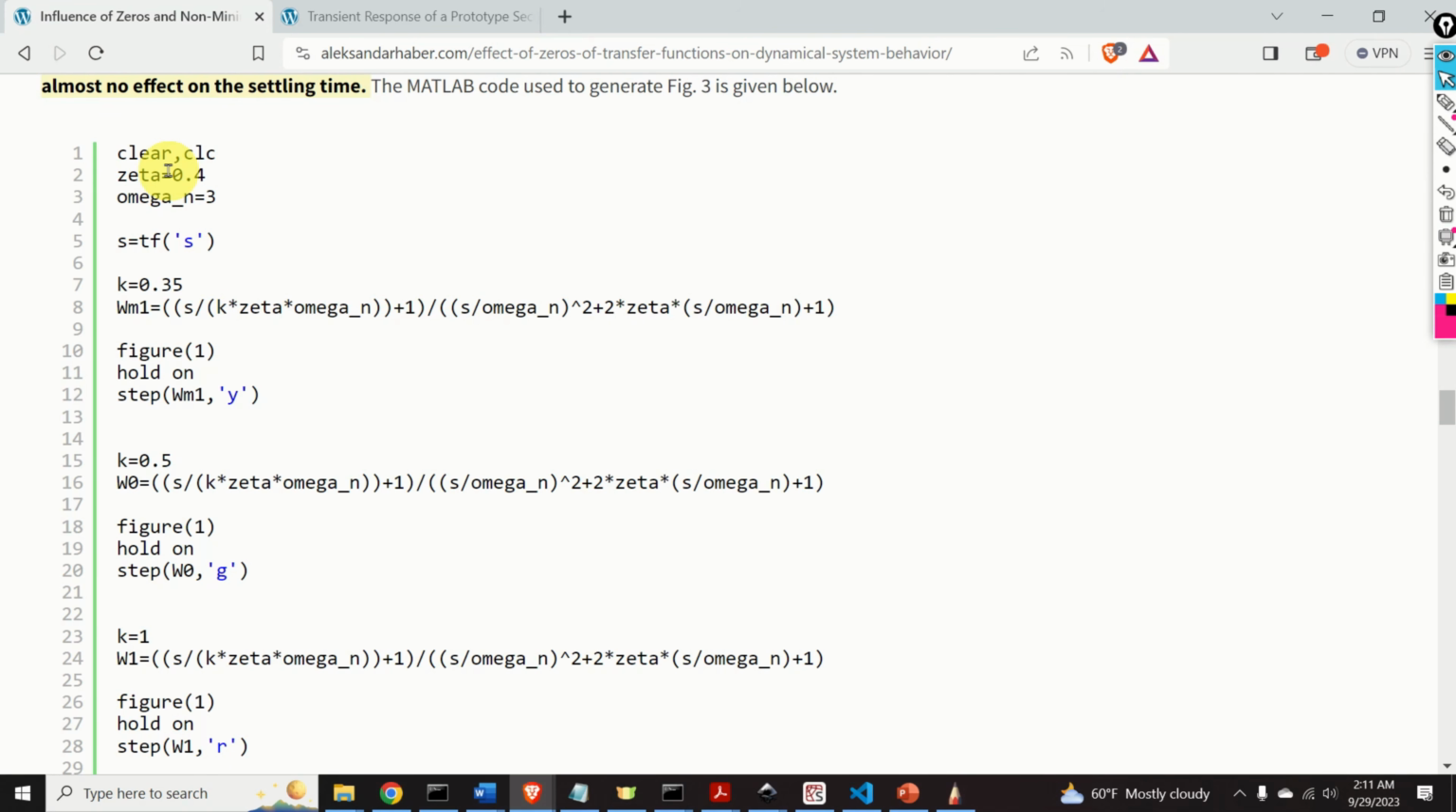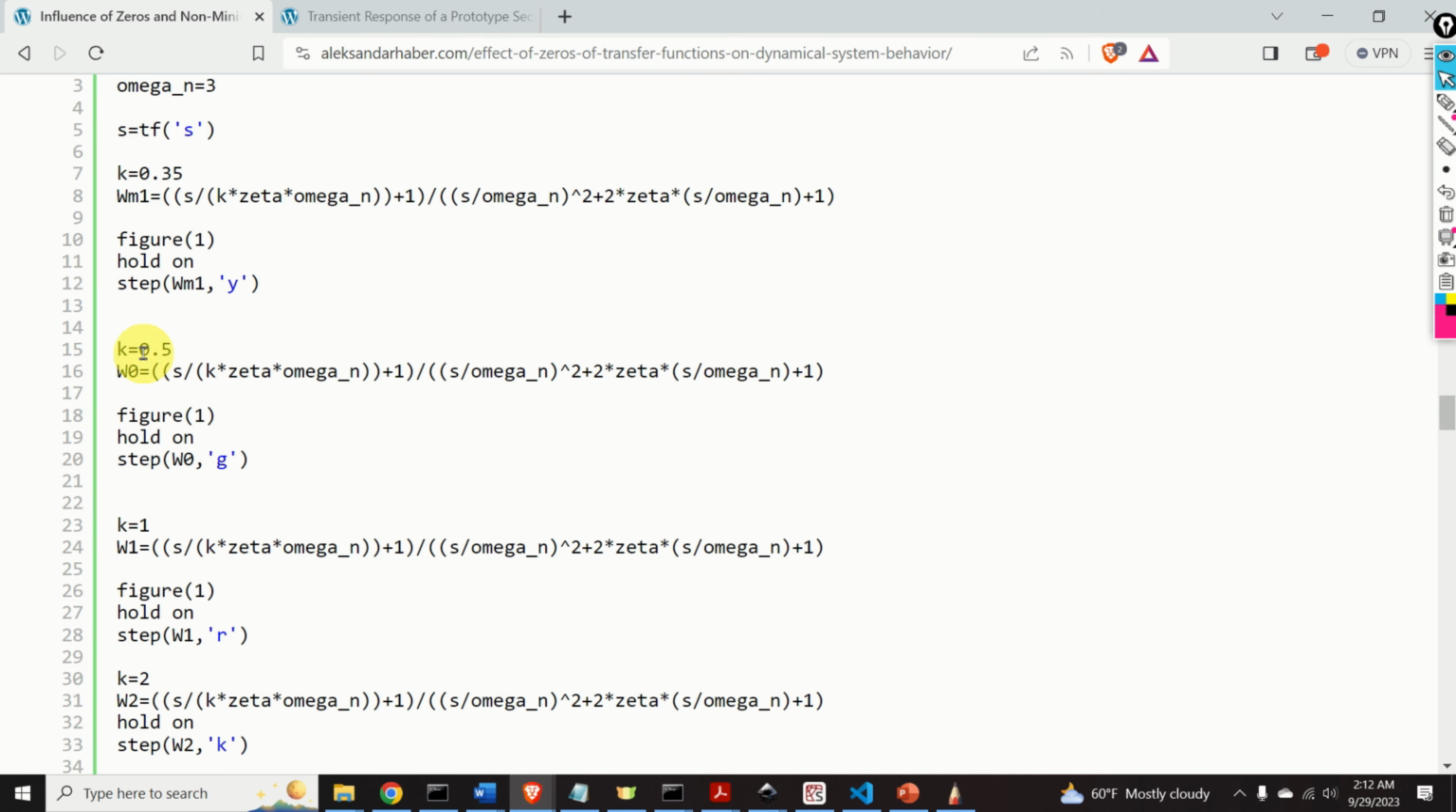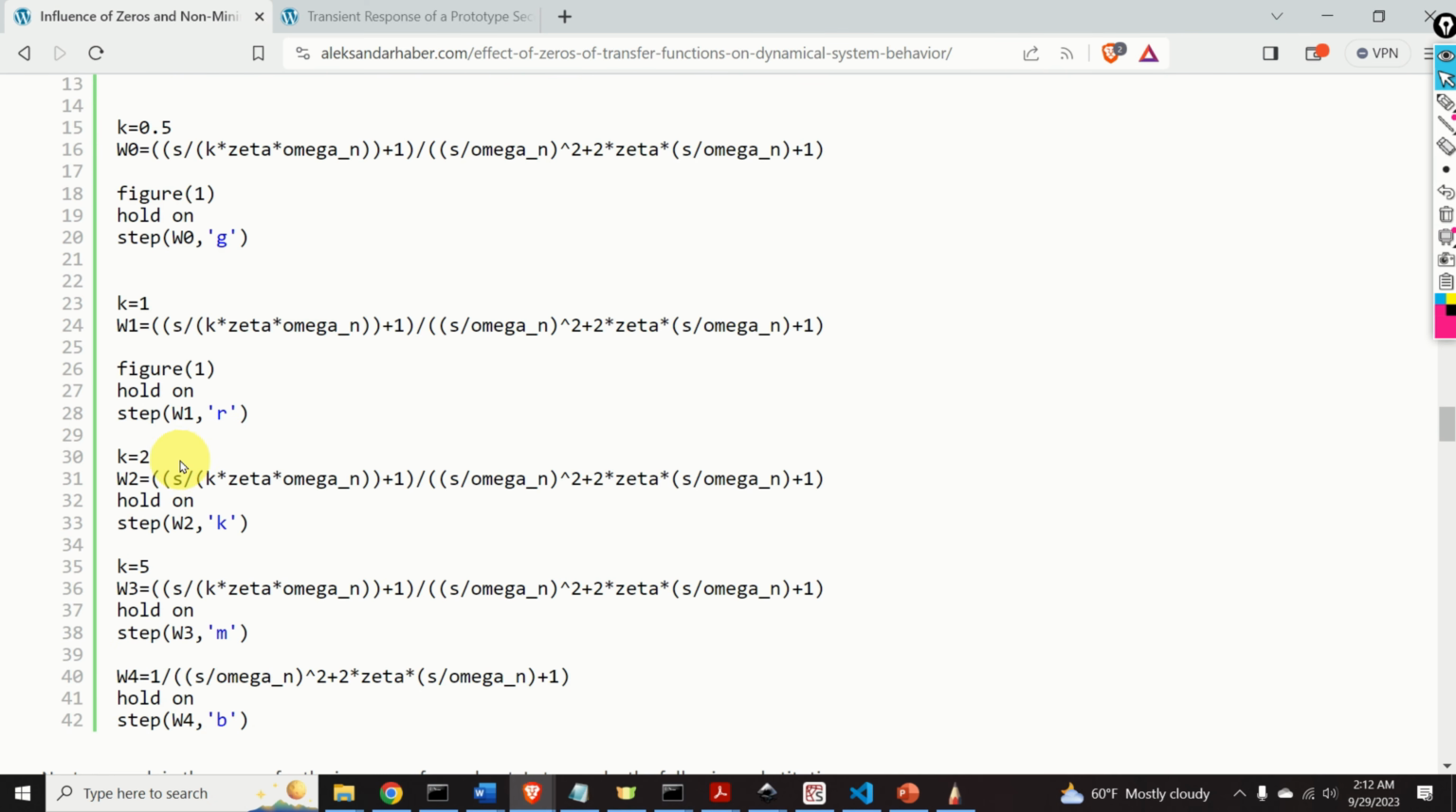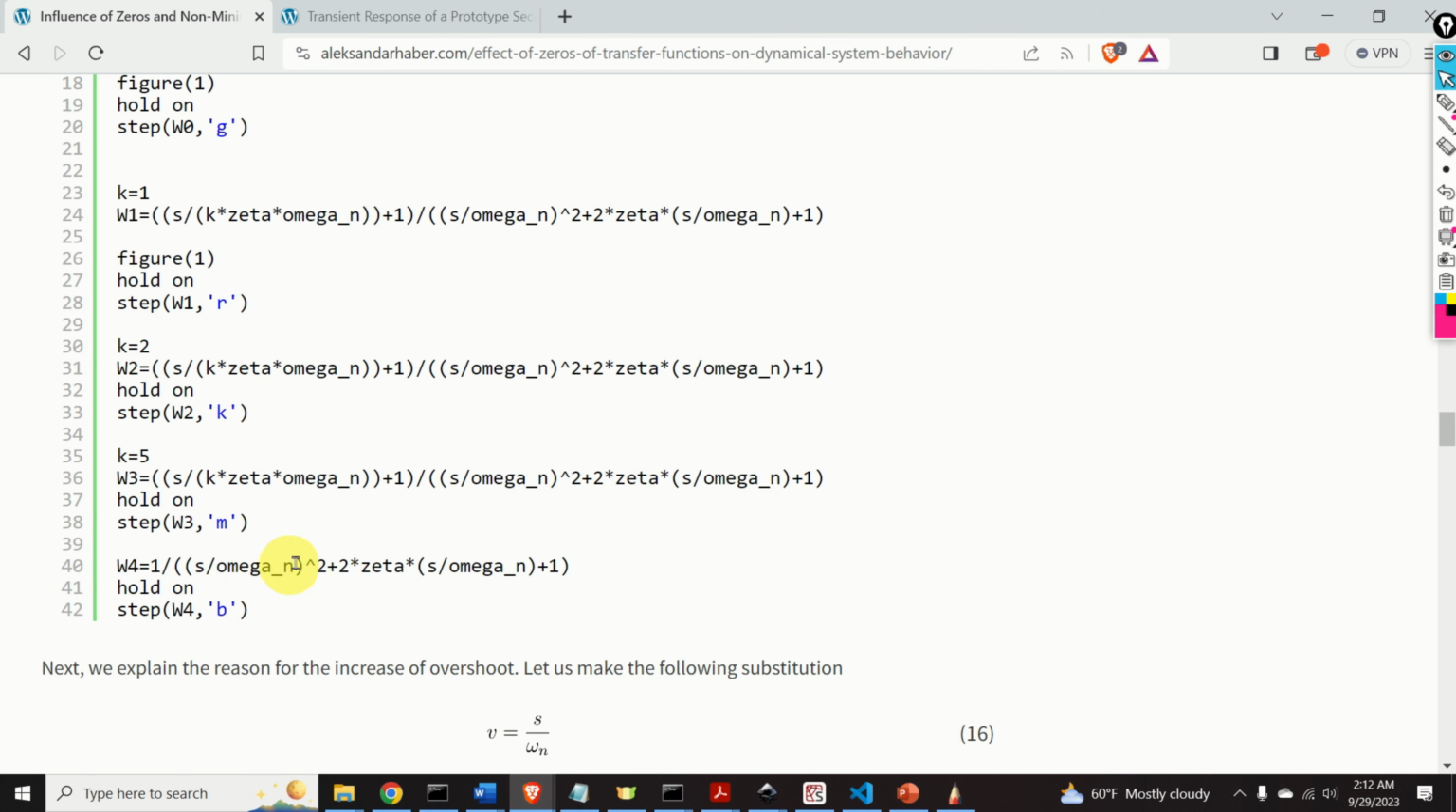Here's the MATLAB script I used to generate the graphs. First, I define the system parameters. I define zeta and I define omega n. Next, I define the complex variable s. Then, I define the first case. The first case is defined for k equal to 0.35. Here's the first transfer function. I compute the step response and I plot the step response. Here's the second case, here's the third case, the fourth case, and the fifth case. And finally, here's our transfer function and its step response when the transfer function doesn't have a zero.